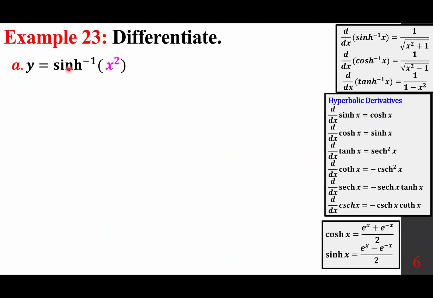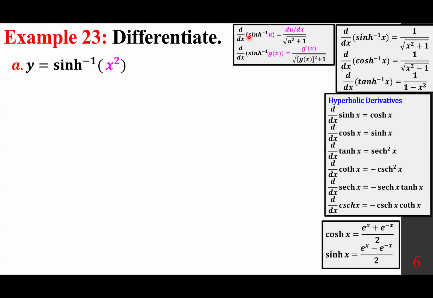What I call sinh inverse of x squared, we want to differentiate that. And the derivative of sinh inverse is 1 over the square root of x squared plus 1. And if it happened to be a function, let's say g of x, then times g prime of x. So it's important to understand that the derivative of sinh inverse of u would be du/dx over the square root of u squared plus 1. If we call it g of x, it would be g prime over the square root of g of x quantity squared plus 1.